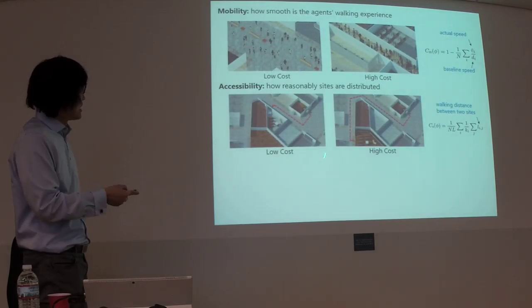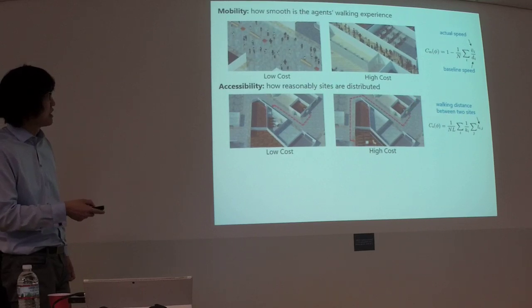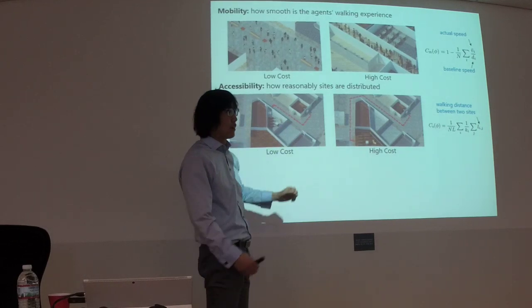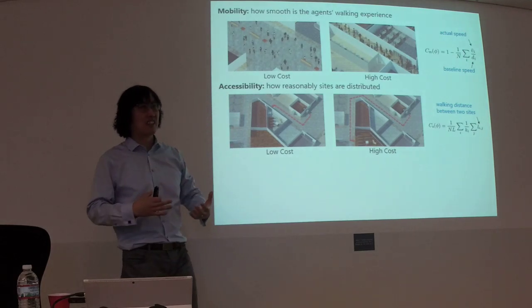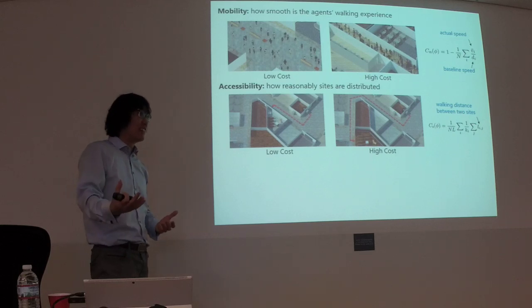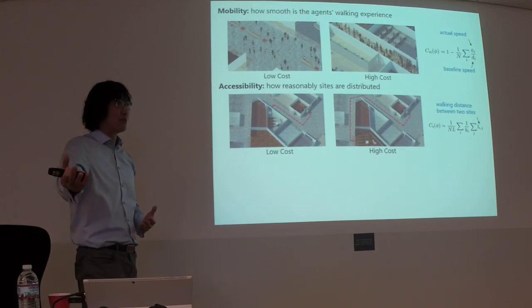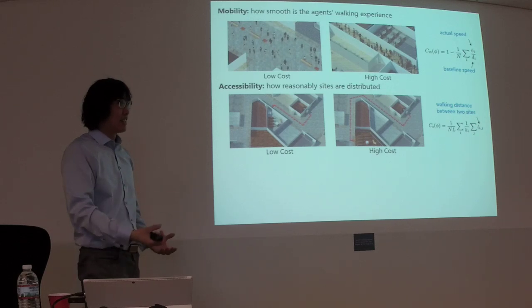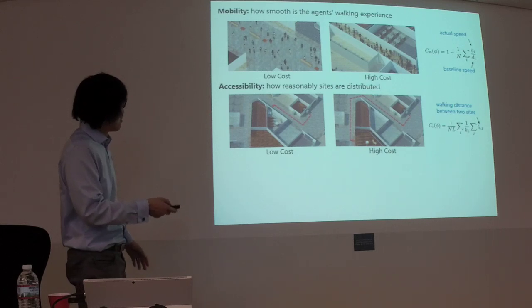And then we have the accessibility cost. It evaluates how reasonably two sites are distributed. Basically, it evaluates the distance the agents need to walk from one site to another site. For example, I am in the restaurant and I want to go to the restroom, which is understandable. If I need to walk an hour in order to get to the restroom, this is really bad design, and this cost will be high. If I just need to walk 2 minutes to a restroom, then it is good. So this is the accessibility cost.